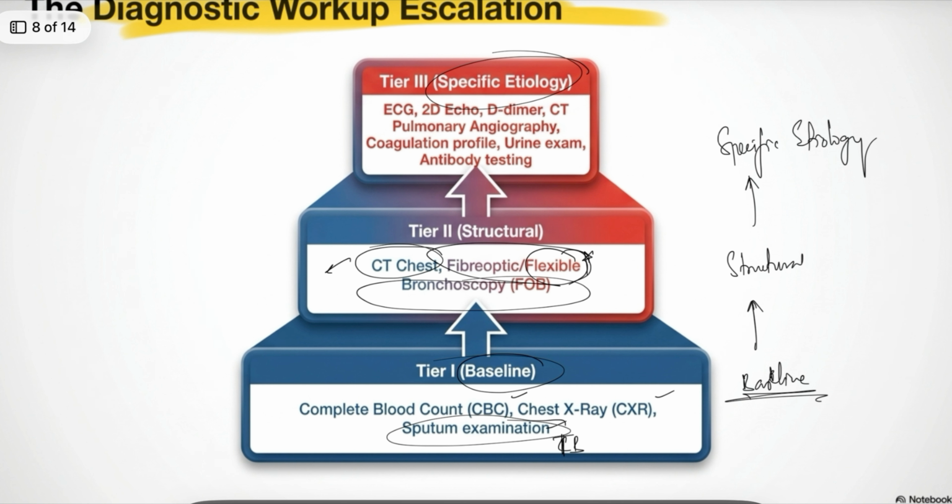Then in tier 3 we have ECG, 2D echo, D-dimer, CT pulmonary angiography, coagulation profile, urine examination, antibody testing. These are for your rheumatology section, to rule out any rheumatology DDs like pulmonary renal syndrome. Then for D-dimer and all, kindly go and watch my pulmonary thromboembolism and pulmonary hypertension videos, which have already been uploaded. You have to go and watch to know more about it.